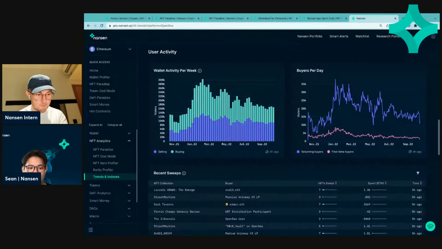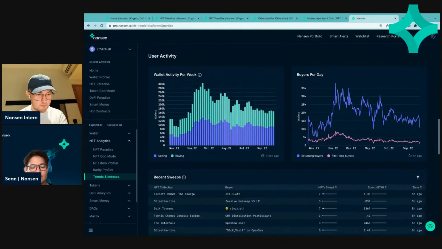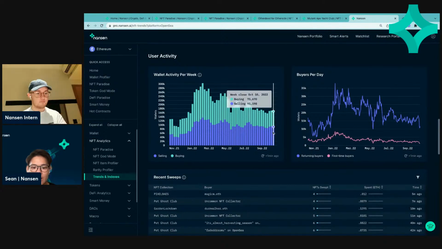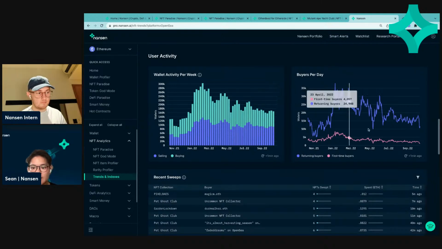Further down below, there are two more sections. The first one is on user activity. You see the wallets that are involved in buying and selling here, right? We leave it open to how our users want to interpret this data. So if you see more buying happening compared to selling, what exactly does it mean, right? The wallets that are being involved. And then you see buyers per day.